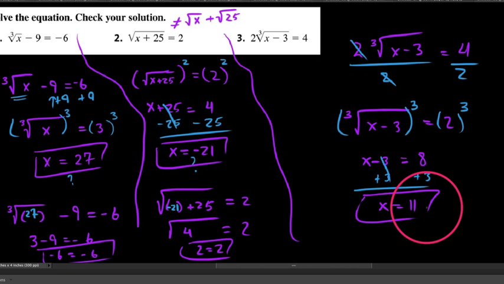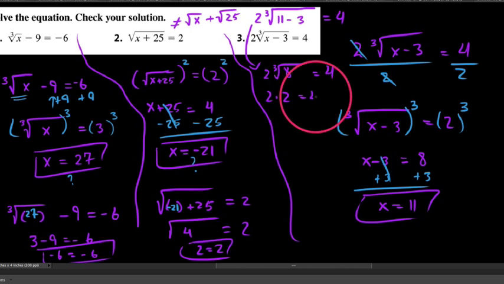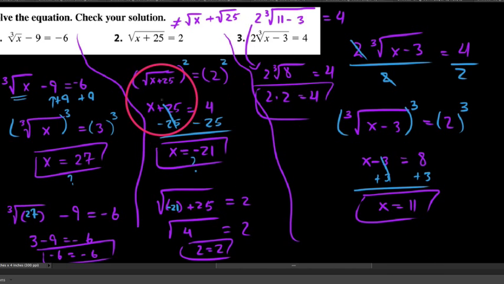And just checking this out here, if we were to plug 11 back into this, we get 2 times the cube root of 11 minus 3, equaling 4. Now 11 minus 3 is 8. So really we get 2 times the cube root of 8 equaling 4. And the cube root of 8 is 2. So we get 2 times 2 is 4. And so this is valid and all of these solutions work. So the idea is to isolate the radical, exponentiate both sides where appropriate, and then we'll solve knowing how we know how to solve. So cheers.